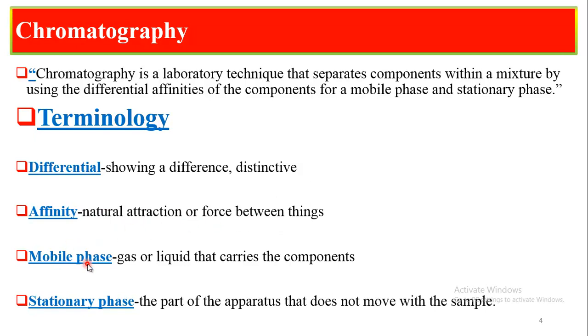The term mobile phase is used in chromatography. It may be a gas or liquid that carries the components. And the stationary phase is the part of the apparatus that does not move with the sample. This means the mobile phase separates the sample by moving, and it carries the components. So these are the different terminologies which are used in the definition of chromatography.